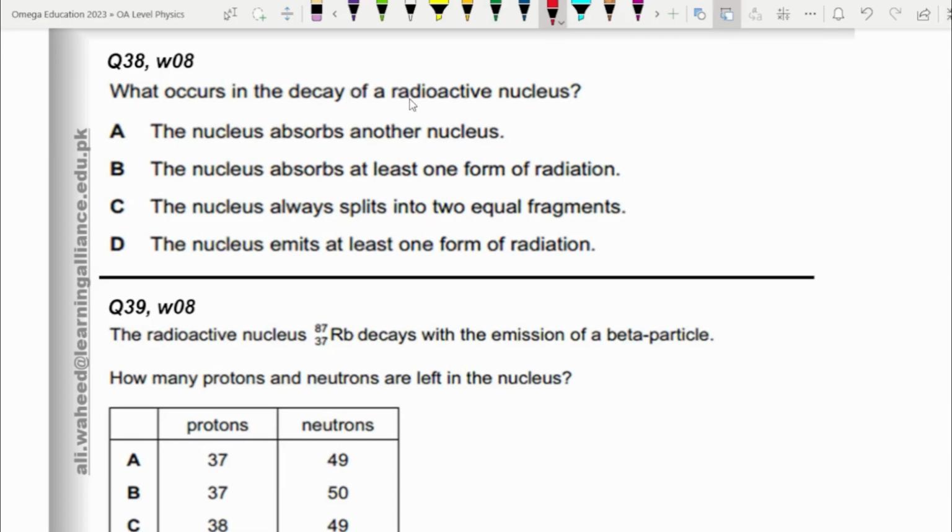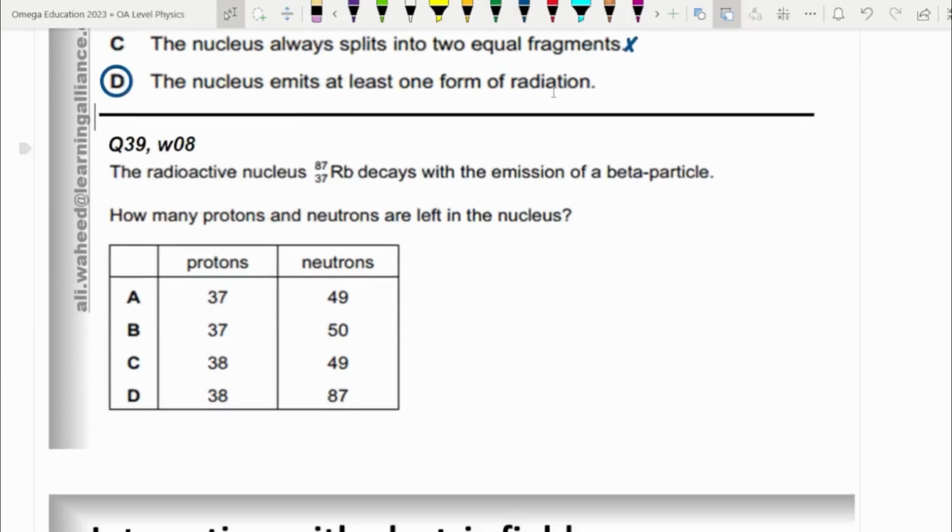What occurs in the decay of the radioactive nucleus? Alright. So what occurs in the decay of the radioactive nucleus? The nucleus absorbs another nucleus? No. The nucleus absorbs at least one of the radiation? No. We didn't study anything like that. The nucleus always splits into two equal fragments? No. The nucleus emits at least one form of radiation. That is true. Let's move on to the next one.